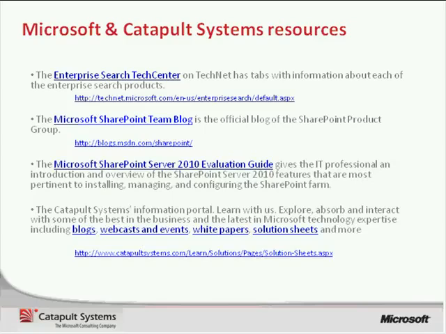So if you're interested in learning more about enterprise search, there are some great Microsoft and Catapult Systems resources. For instance, the Enterprise Search Tech Center on TechNet. There's lots of information out there, and there's a link there to take you to that particular center. Or you can just go to TechNet and search for it. There's also the Microsoft Team blog, and they have great articles there. They have a lot of how-we-did-it articles that let you read their approach to implementing different feature sets. So it can be eye-opening for you here.